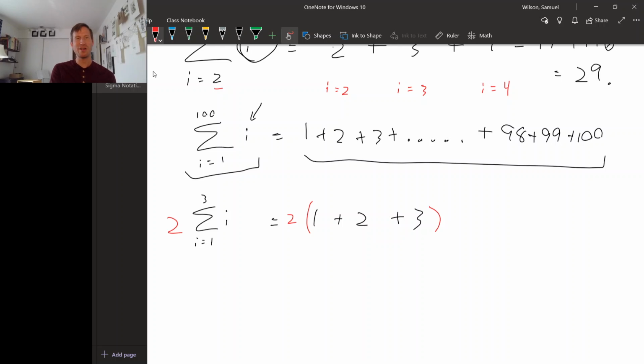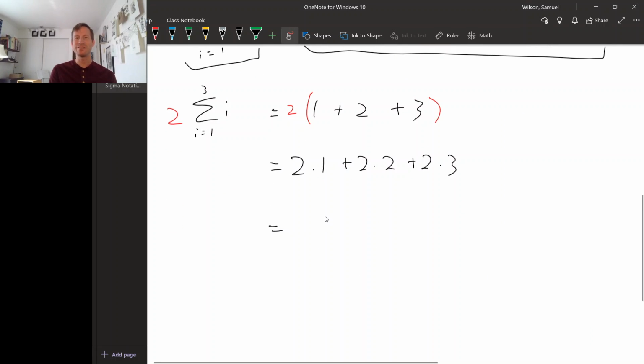Okay, so no big surprise here. But on the right-hand side, if we wanted to, we could distribute this 2, and then it would look like 2 times 1 plus 2 times 2 plus 2 times 3. And now it looks like the pattern is different, right? Originally, the pattern was just i, but now it looks like the pattern is, well, we should have had 2 times i, and i goes from 1 to 3.